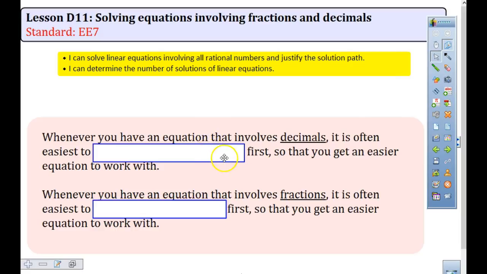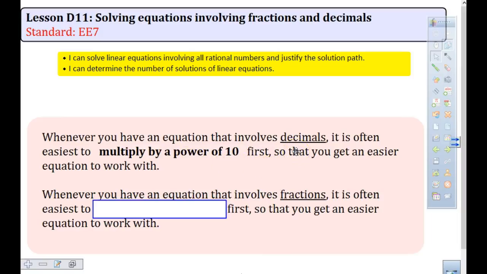So it says whenever you have an equation that involves decimals, the easiest way, what I would like you to write down, is to multiply by a power of 10. Do you have to do this? No! You have a calculator. You need to turn to the front as you're taking notes. Turn all the way to the front. Do not let that distract you. There you go. Powers of 10.